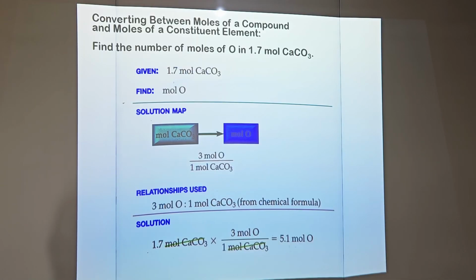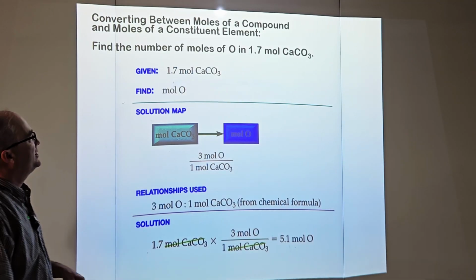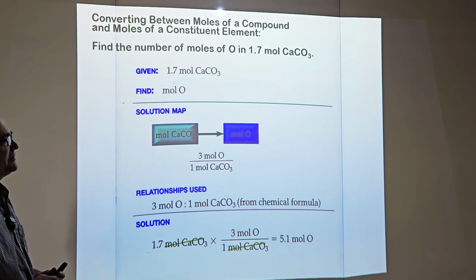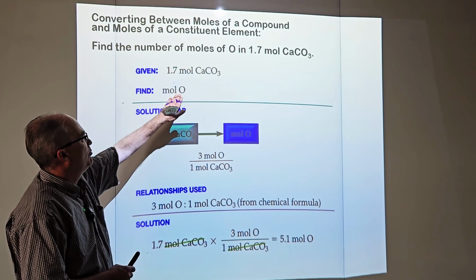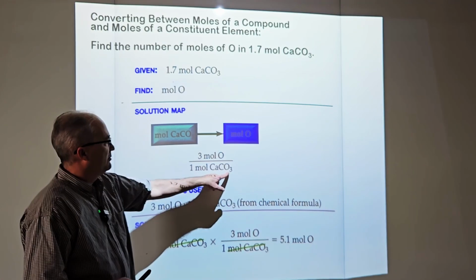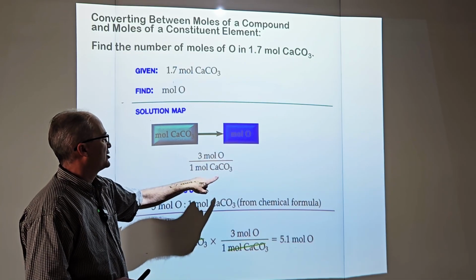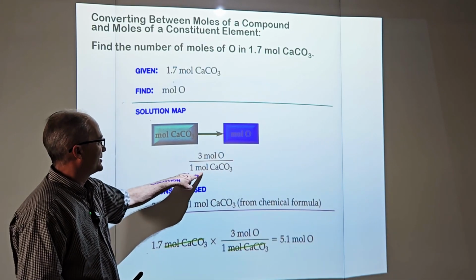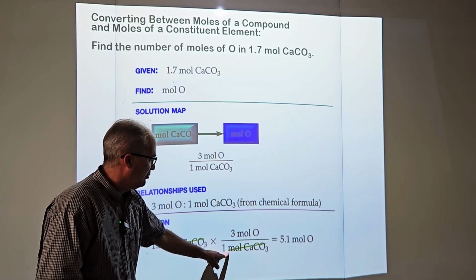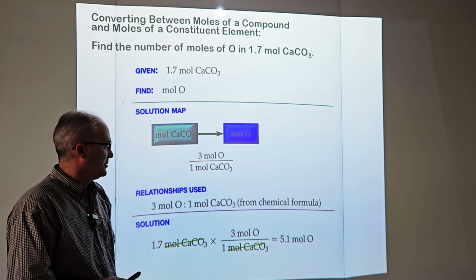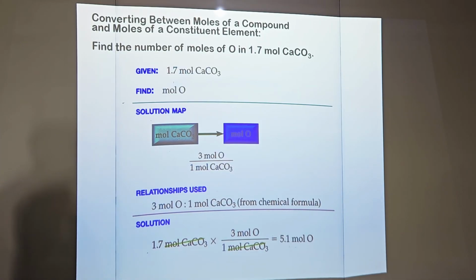All right, so now we're going to use that middle part where we have a mole ratio. Here it says find the number of moles of O in 1.7 moles of calcium carbonate, CaCO3. So when we look here, we see 3. So we can say 3 moles of oxygen for every 1 mole of these things. 1.7 moles of calcium carbonate. For every 1 mole of calcium carbonate, I get 3 moles of oxygen. And now that comes out to be 5.1 moles of oxygen.